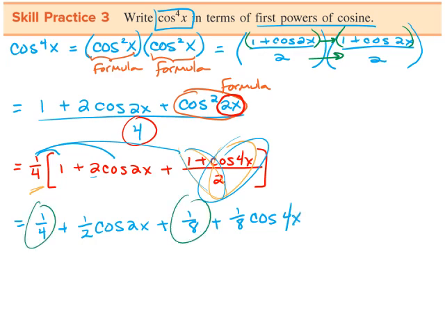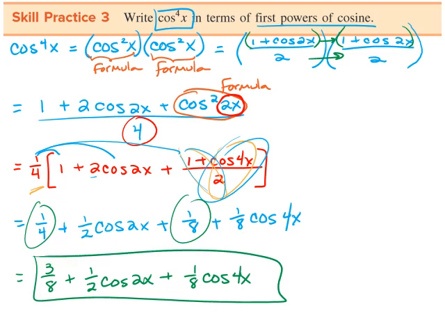Combine like terms like we did in the previous problem, and we'll get 3/8 plus 1/2 cosine of 2x plus 1/8 cosine of 4x. And this is our final answer.